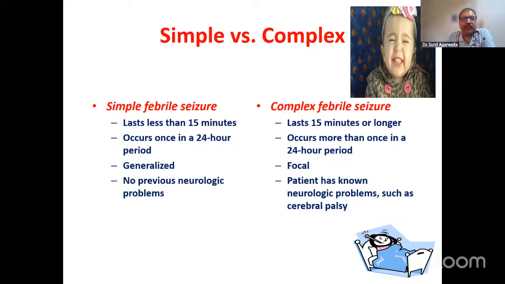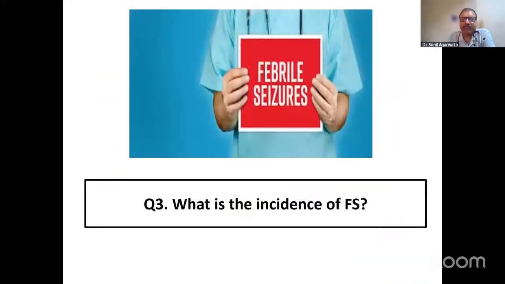No previous neurologic problems, but sometimes the patient is a known case of motor delay, a cerebral palsy child, a progressive neurological disease, or a case of inborn error of metabolism. All those conditions are associated with complex febrile seizure. So we always tell to certify febrile seizure, the age group 6 months to 5 years is very, very vital, and that has to be maintained.